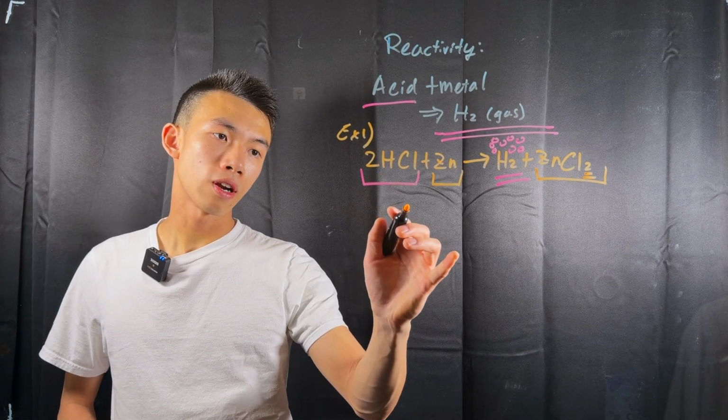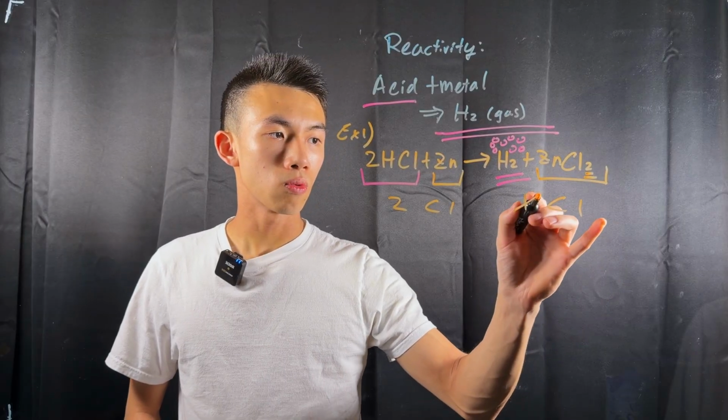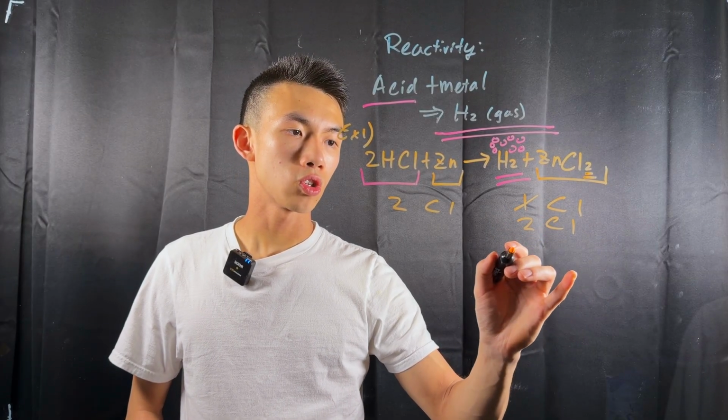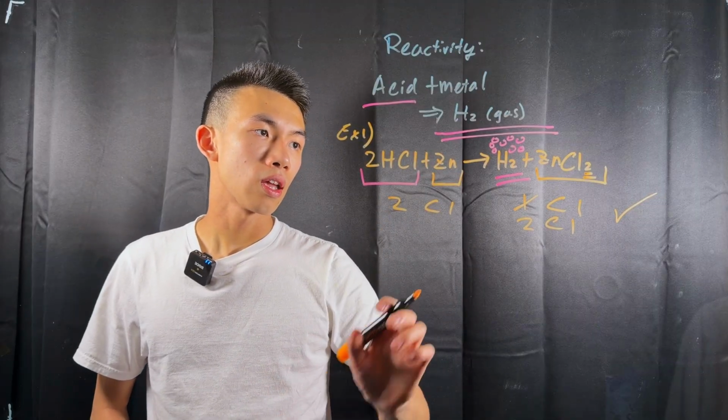We have 2 chlorine right over here, and right over here, before we add the 2, we only had 1 chlorine. Adding the 2 will go ahead and give us 2 chlorine, which means that our equation will be perfectly balanced. We have 2 hydrogens, 2 chlorines, and 1 zinc.